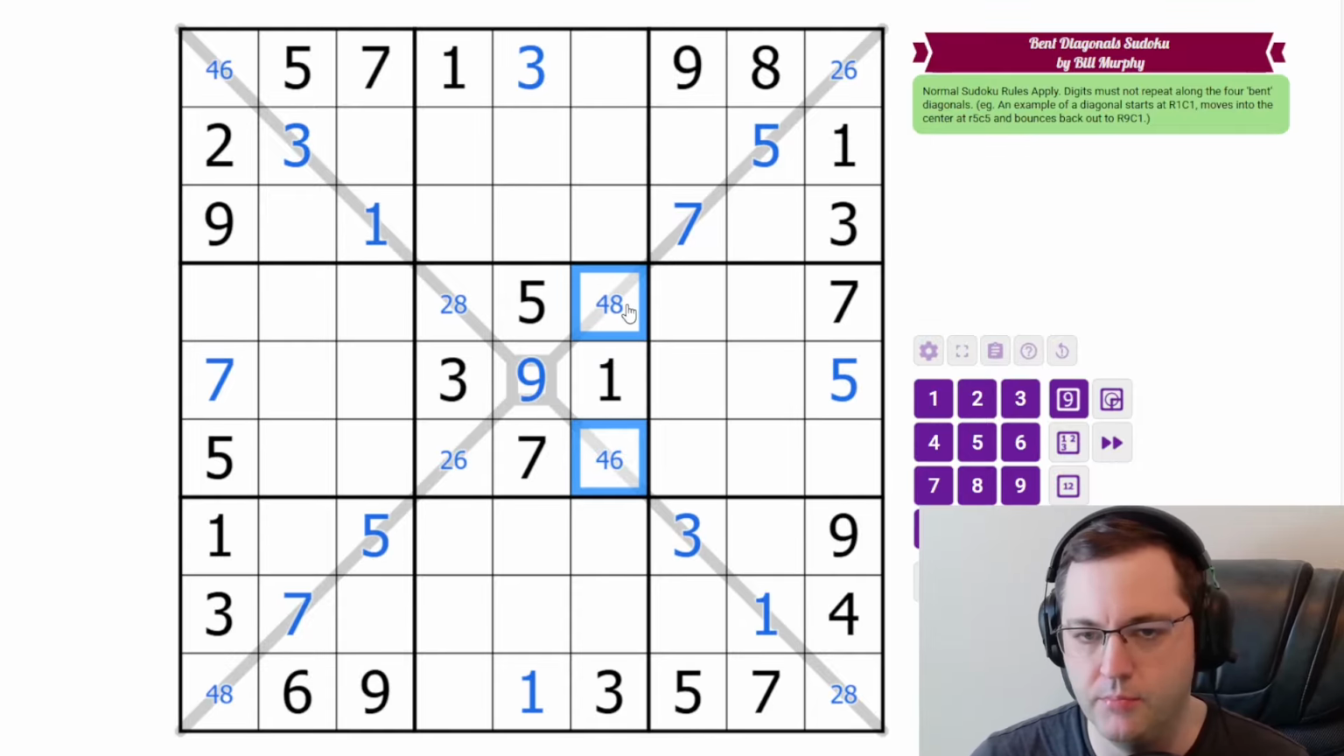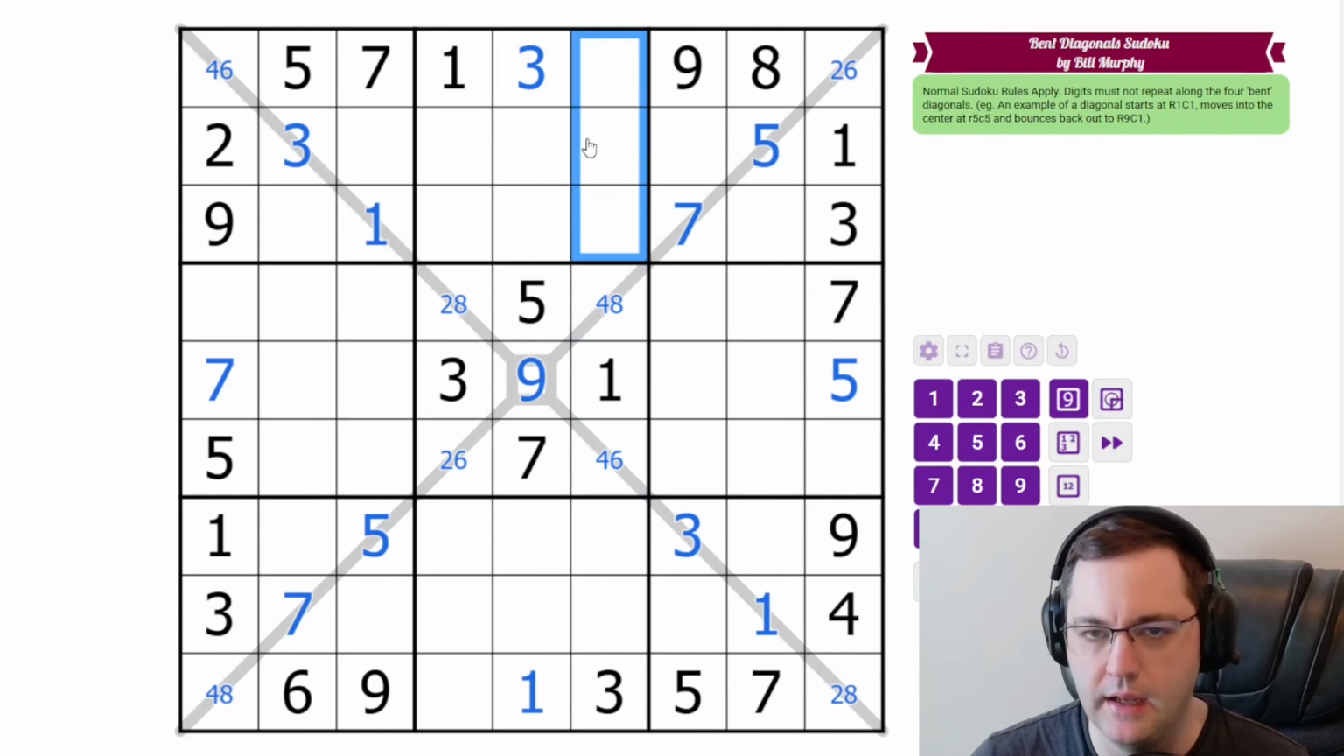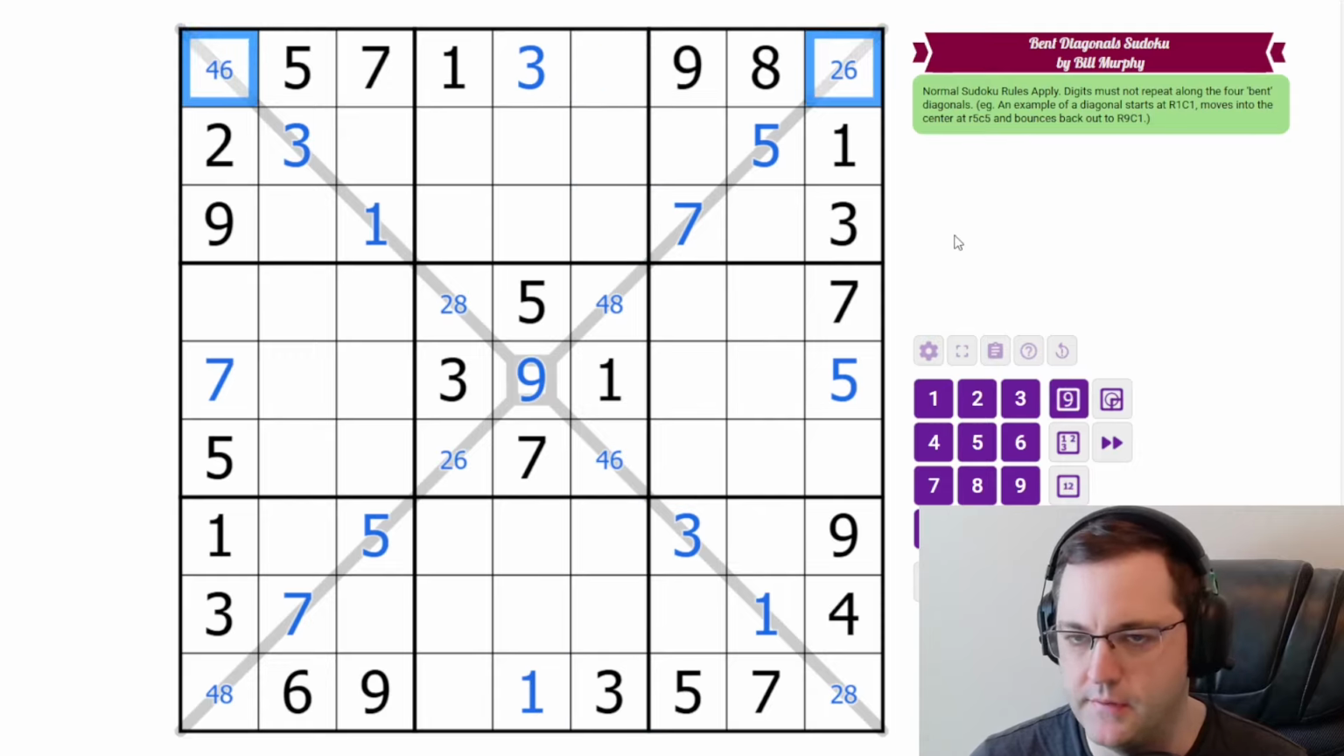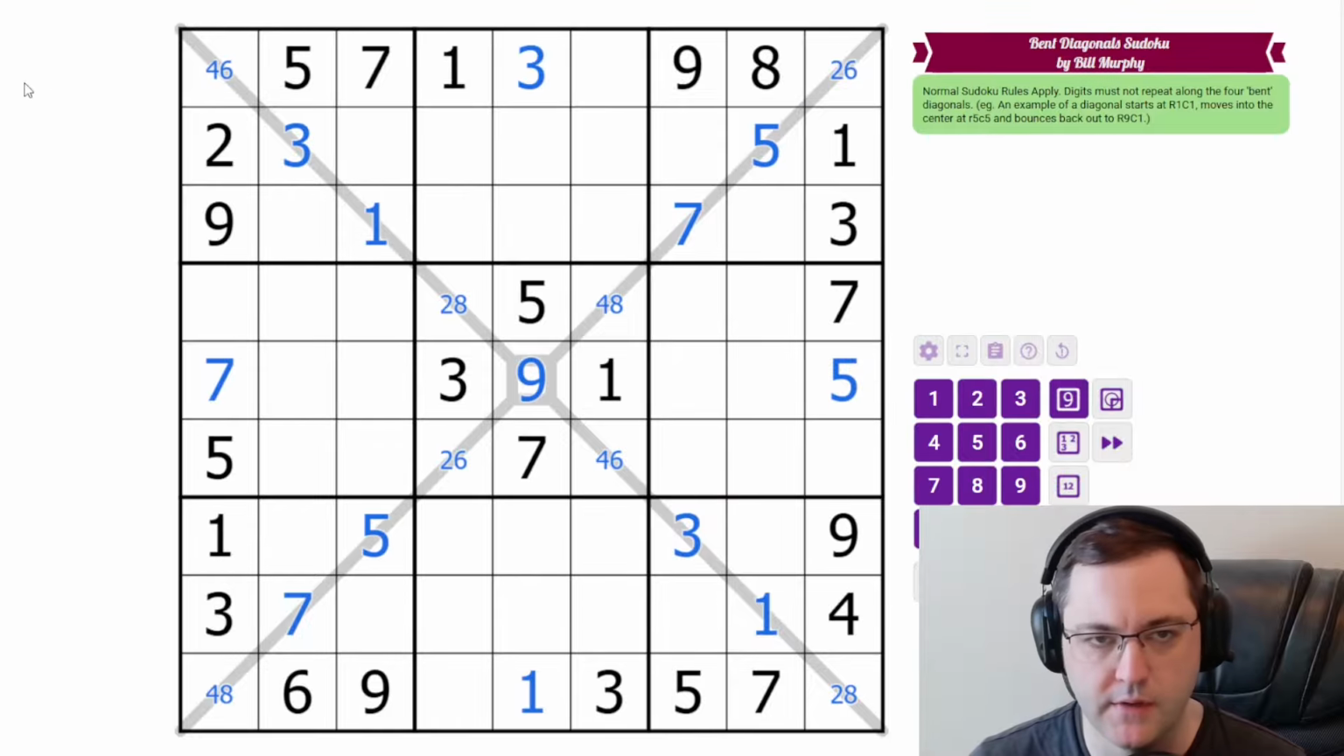Since these are the only 2 places 4 can appear in this box, it can't appear anywhere else in the column. So that eliminated the 4 here. Since these are the only places 6 can appear on this bent diagonal, it can't appear here in the row. So it doesn't have to be boxes. It can be any pair of houses.